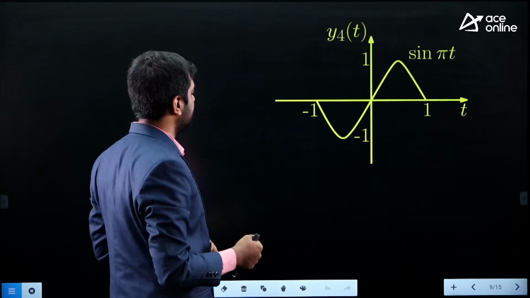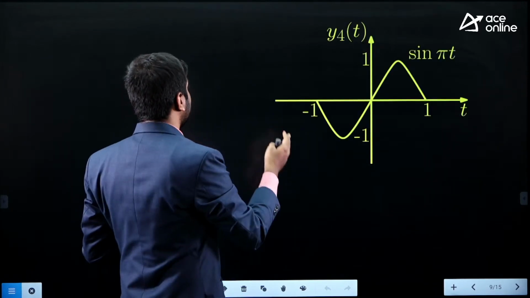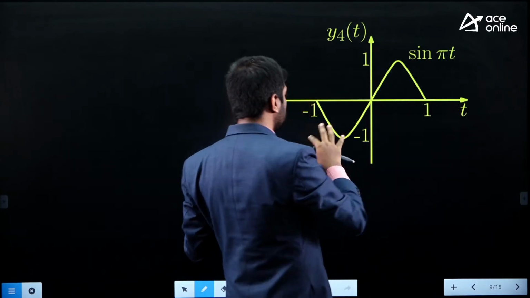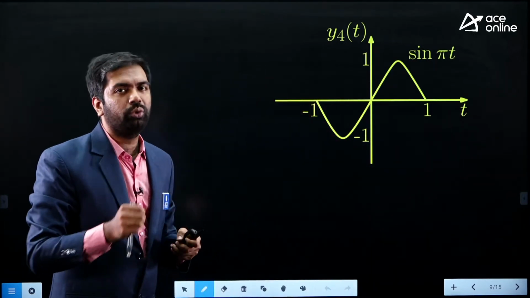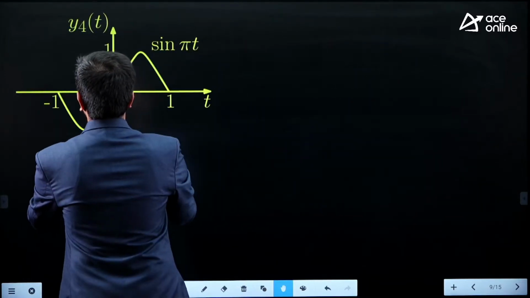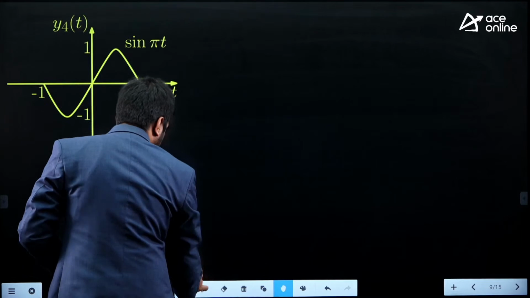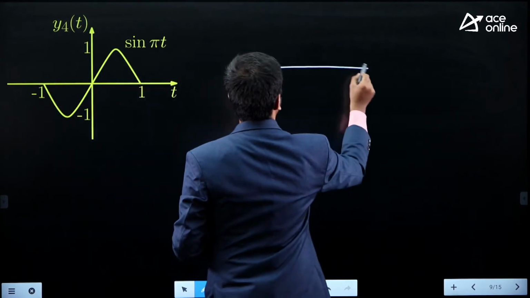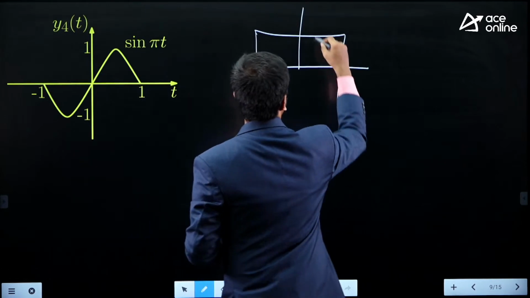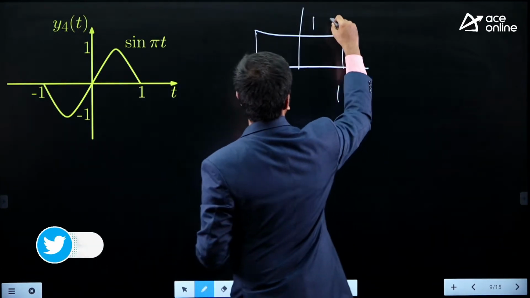Let's see a few more things. I have a sine pi t function here, which is only from -1 to 1. How do you find the Fourier transform of this? Again, our reference is the rectangular pulse, which is from -1 to 1 with amplitude like this. This is x of t.